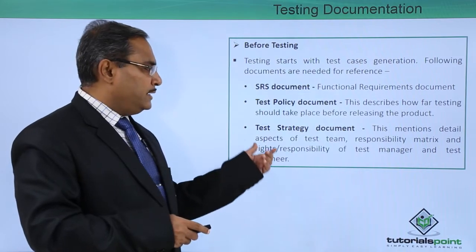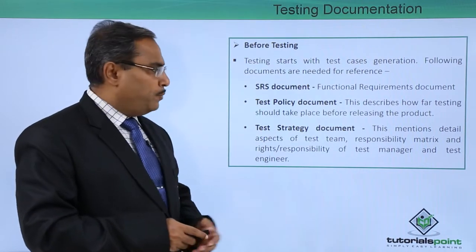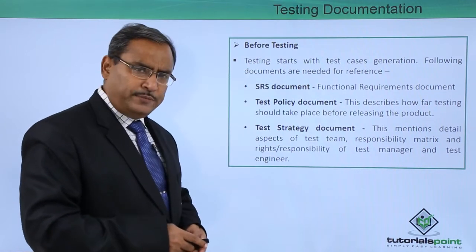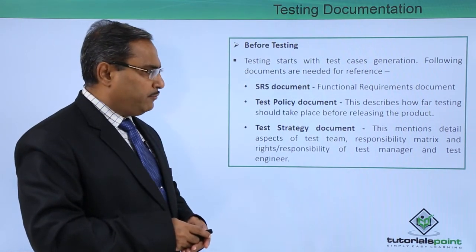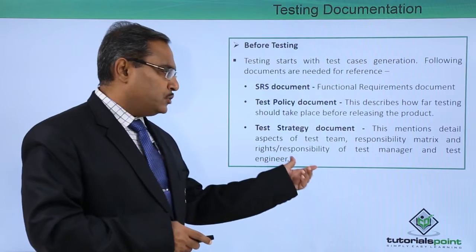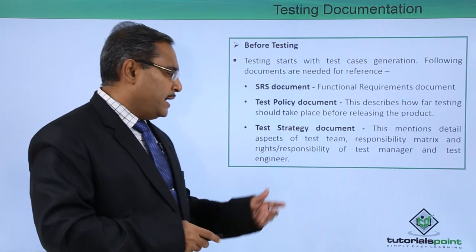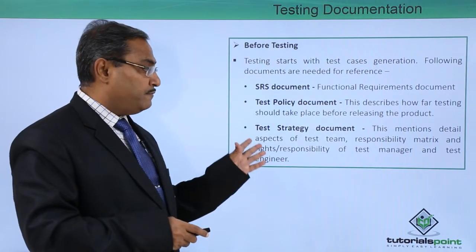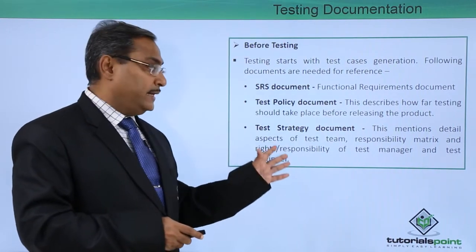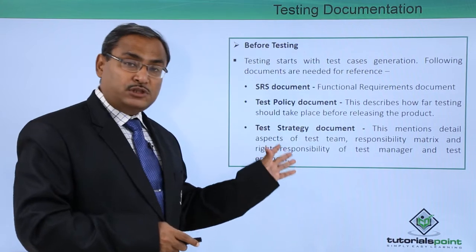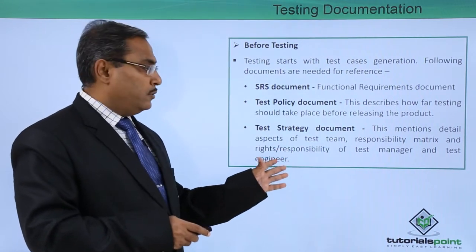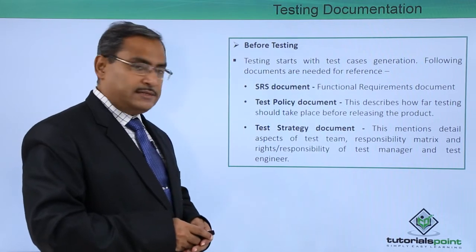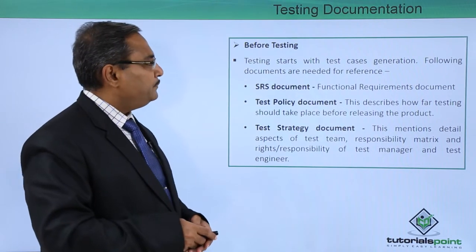And the next one is the test strategy document, which mentions detailed aspects of the test team, the responsibility matrix, and the rights and responsibilities of the test manager and the test engineer. Here we are dealing with different types of authentications and different types of responsibilities which will be carried out by multiple personnel. That will be kept in the test strategy documentation.